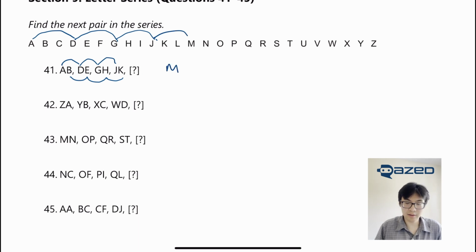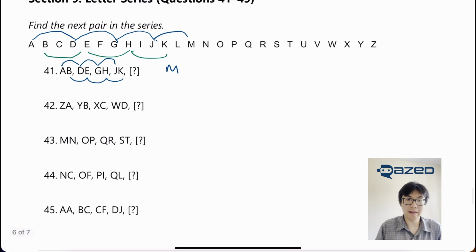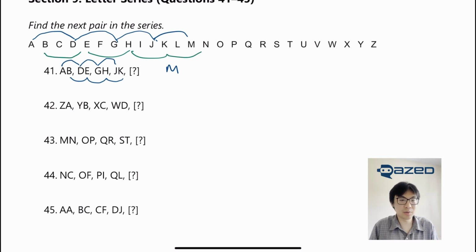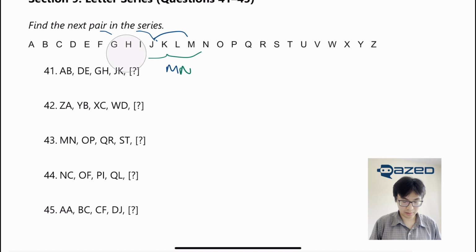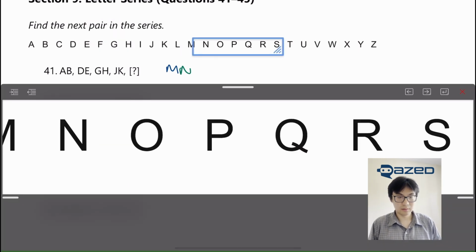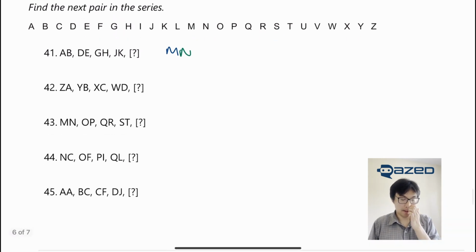So let's check the other side. We use a different color now. So B to E, E to H, H to K, and then K to N. One thing we could have realized was that the difference between the first and second letter is just +1, so we just could have done that as well. But we know now the answer is MN. Cool. So let me just rub out the working out from before. Okay, so on to the next one.